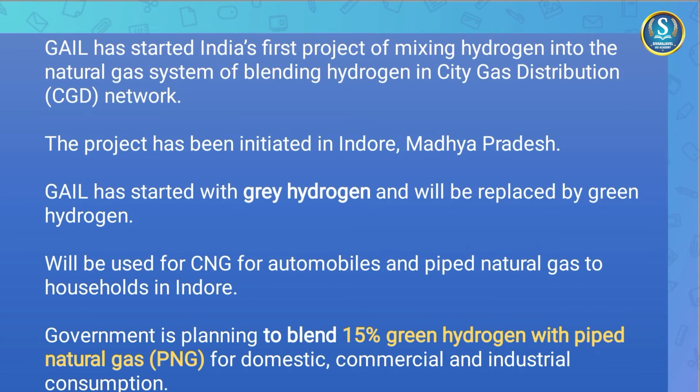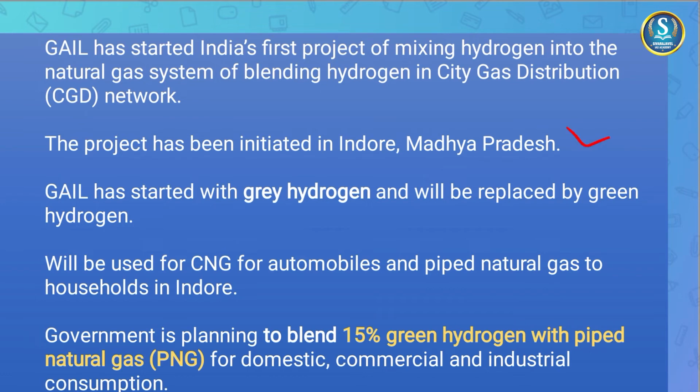So now why are we talking about this hydrogen fuel? Because it's in the news. GAIL has started India's first project of blending hydrogen into the natural gas system, in the city gas distribution network. We know in some cities in India, they have started to give piped gas for home use, for domestic use. In this, they are trying to mix hydrogen with the natural gas system. This project is initiated in Indore in Madhya Pradesh.